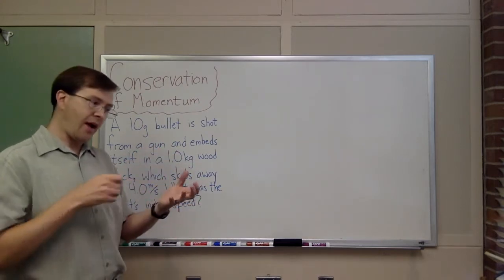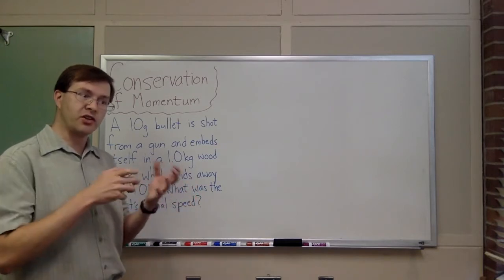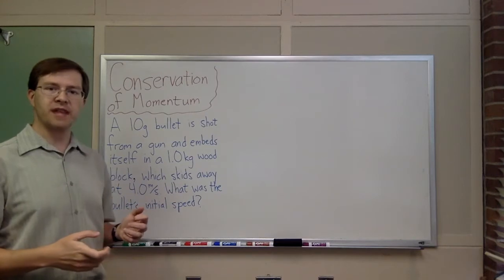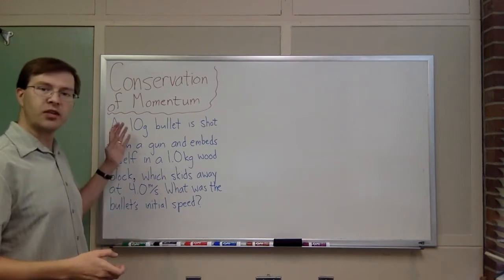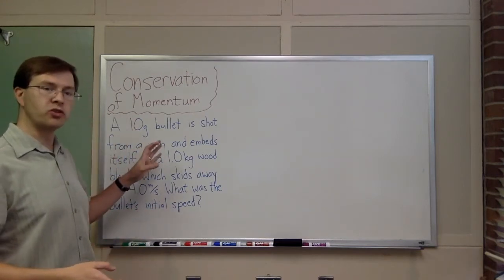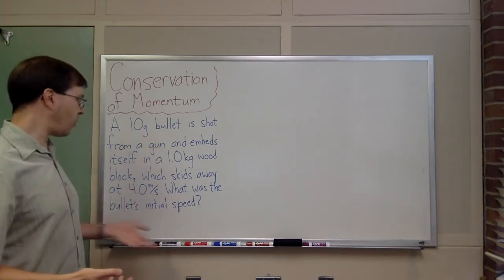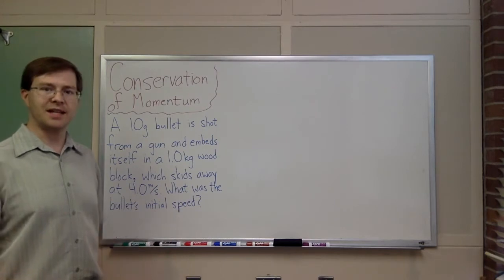We measured that after the bullet embeds itself in the block of wood and it starts skidding away, the speed of the block is 4 meters per second. We know the bullet is just a 10-gram bullet. The block of wood was chosen to be a 1-kilogram block of wood. And so our goal is to figure out what the initial speed of the bullet was based on this data.